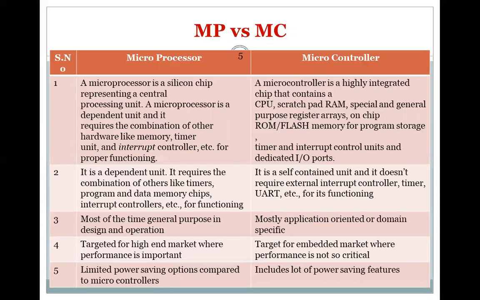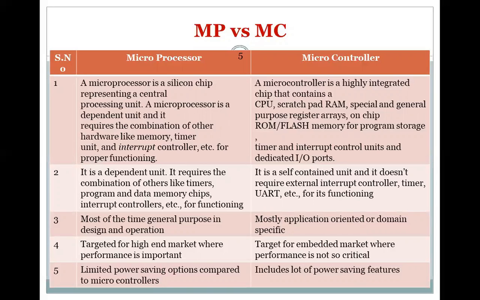Now, under microprocessor, another difference is that it is a dependent unit. It requires a combination of others like timers, program and data memory chips, interrupt controllers, etc. for functioning. Whereas here it is a self-contained unit. It does not require an external interrupt controller or timer or UART. Everything is placed in the chip itself for its functioning.